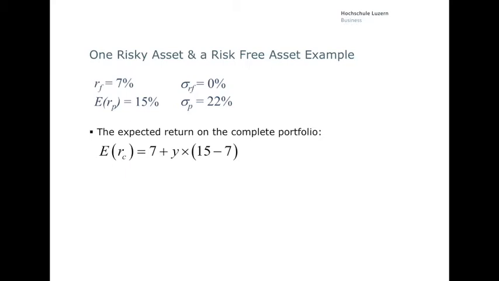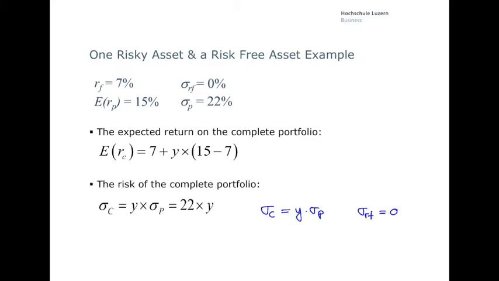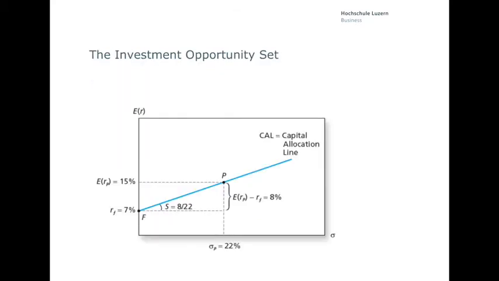With a proportion y in a risky asset, the standard deviation of the complete portfolio is the standard deviation of the risky asset multiplied by the weight y of the risky asset. The standard deviation of the risk-free asset is 0, therefore it does not add to the risk of the complete portfolio. The investment opportunity set.